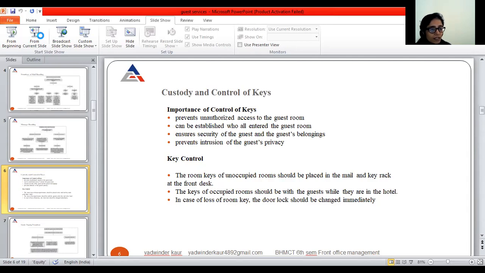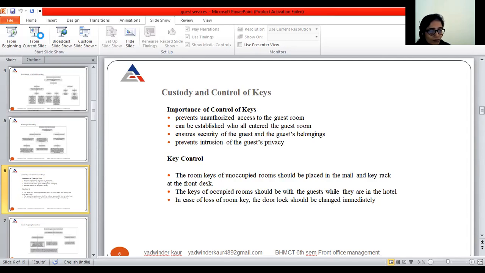The room keys of unoccupied rooms should be placed in the mail and key rack at the front desk. The keys of occupied rooms should be with the guests while they are in the hotel. So when the guest is staying with us and the room is occupied, the key should be with the guest only.